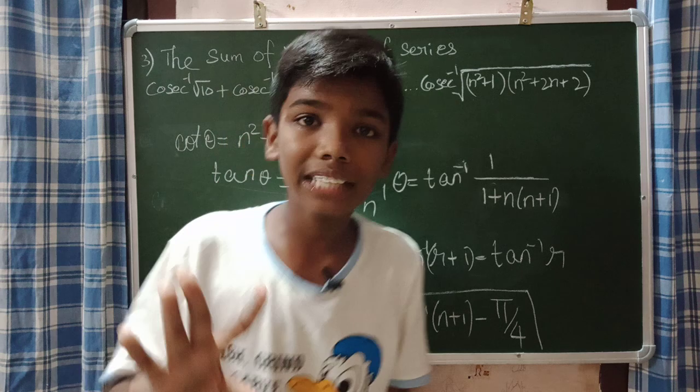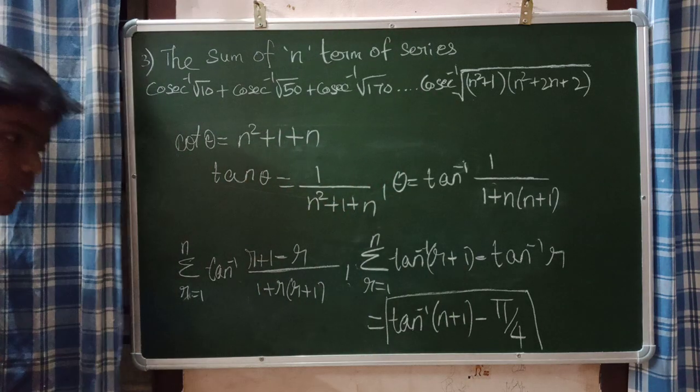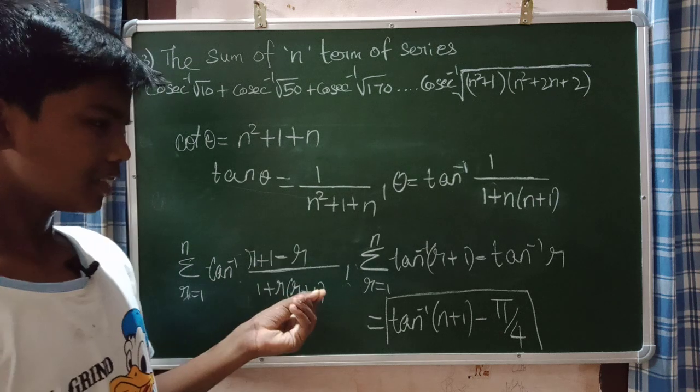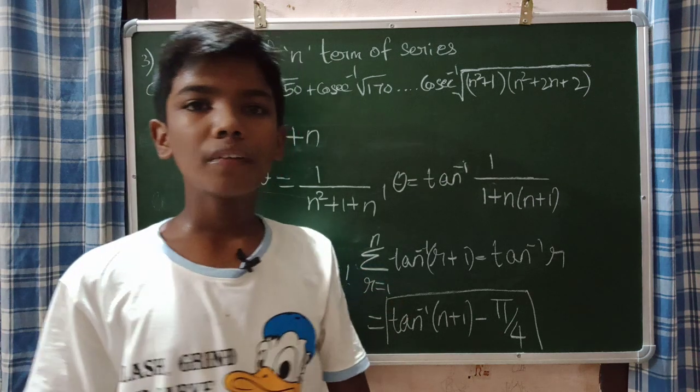This is a fantastic question, okay? So the answer is tan inverse of n plus 1 minus pi by 4, guys. If you have any doubts in this question, you can comment me. So we can move on to our next question.